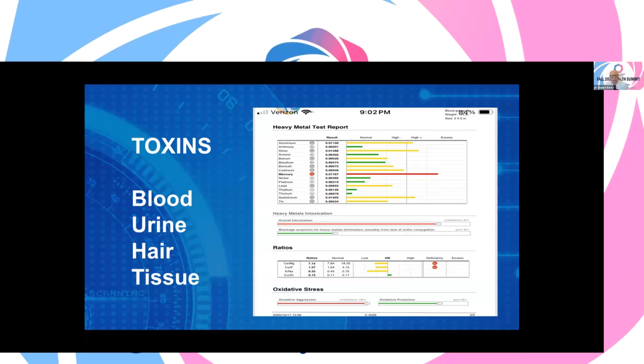What else causes disease in your body? What's a precursor to cancer? We know that there are genetic components to it. There's trauma, but there's also toxic exposure. So how do we measure this now?